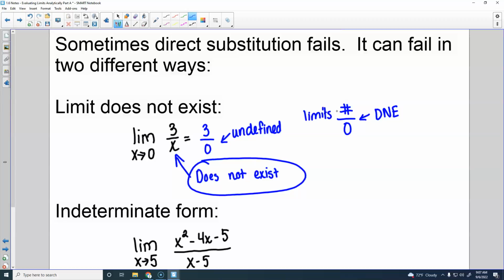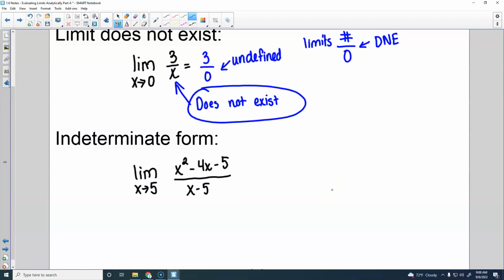Except there is one case where we do not necessarily have does not exist. And that is when we get what we call the indeterminate form. So if we look at this problem right here, if I plug in 5, now I'm going to do something that is mathematically incorrect, and later I'm going to tell you that you cannot do. So I'm just warning you of that. In this whole unit, it's okay if you do what I'm getting ready to do.